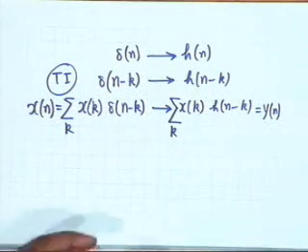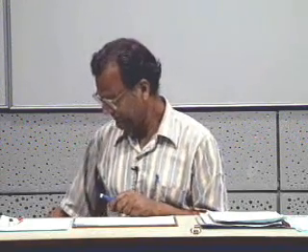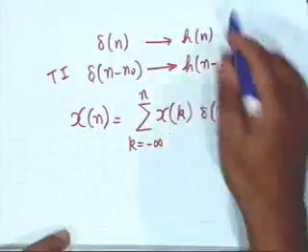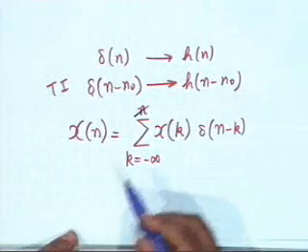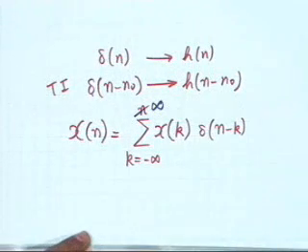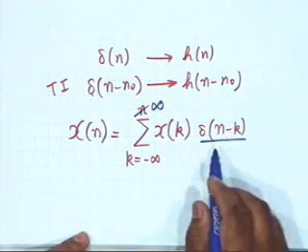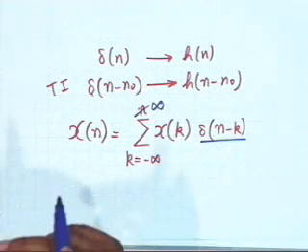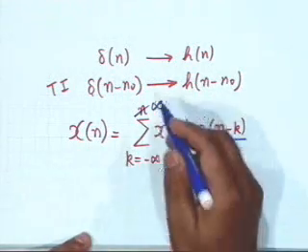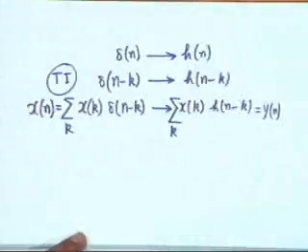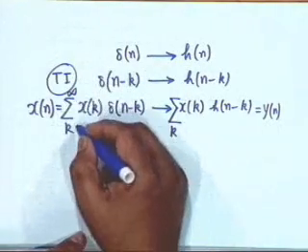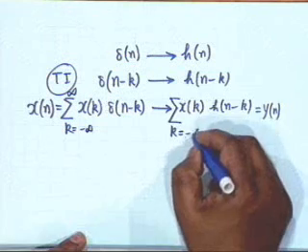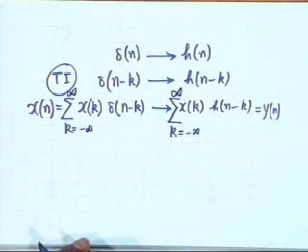There's one confusion that I created. Let me refer to the previous slide. Does it matter if this upper limit is changed to infinity? It doesn't matter, because delta n minus k exists only at a specific value of k, specific value of n, that is n equal to k, and therefore the upper limit can be infinity. We shall use this upper limit, k equal to minus infinity to plus infinity, then this is minus infinity to plus infinity.